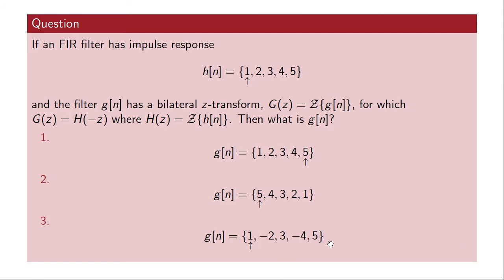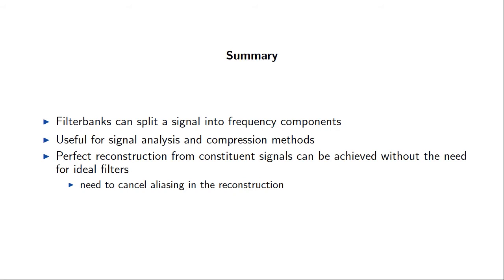So to summarize, filter banks can be used to split a signal into frequency components, and this is very useful for signal analysis and also for compression methods, and it's the basis of many popular compression methods like MP3 and AAC. So perfect reconstruction can also be achieved without having to use ideal filters, but in that case there will be some aliasing in the downsampling part, and in the reconstruction part we have to cancel that somehow, and this leads to a number of conditions that have to be satisfied for the filters involved in order to achieve this perfect reconstruction.